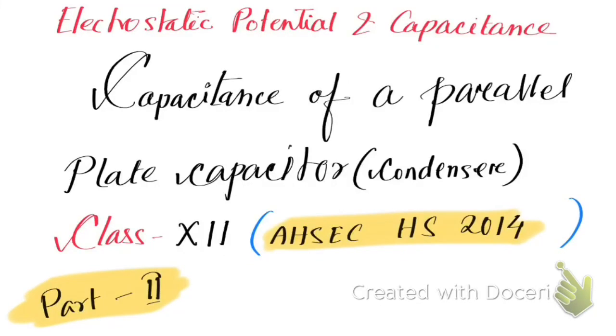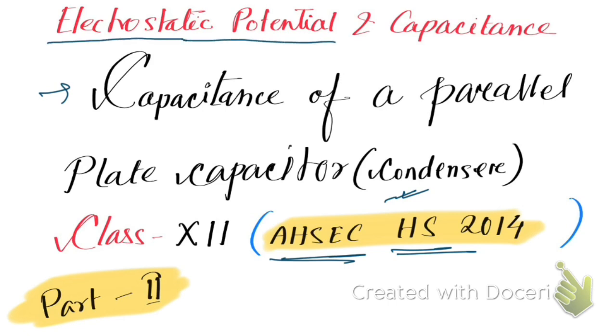Hello students. Today in this video, this is part 2 of the solution of PYQ of the HS final examination under the Assam Higher Secondary Education Council. Today we're going to find the capacitance of a parallel plate capacitor or condenser. This was asked in 2014. This topic is from the second chapter of physics, class 12, electrostatic potential and capacitance, right?